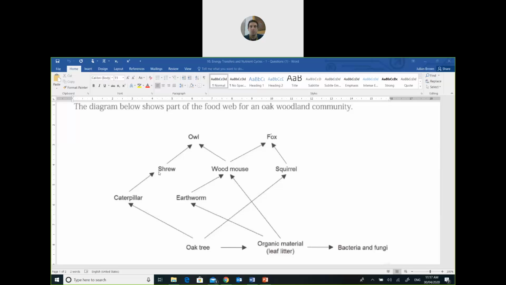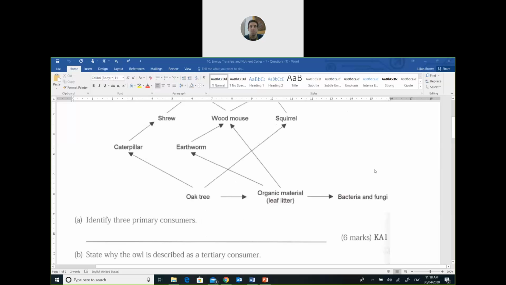And then we can see other organisms feed off those primary consumers and gain energy from them. So the shrew would eat the caterpillars, and the owls would eat the shrew. Now the owl also eats the wood mouse, and the wood mouse also gains energy from the earthworm. So this is an interconnected food web. It's not just a linear, straight line sort of food web. So let's have a look at some of the questions.